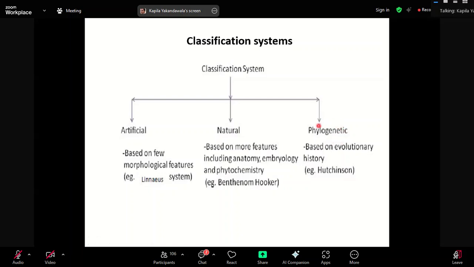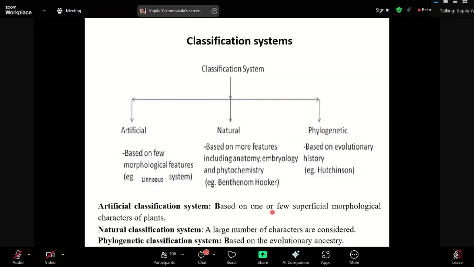We call it the phylogenetic classification system. This is the globally accepted system, right? The description is given here. So this is the phylogenetic system based on evolutionary ancestry. We look at our parents, our grandparents, great-great-grandparents. Likewise, we look at the history and classify plants, right?